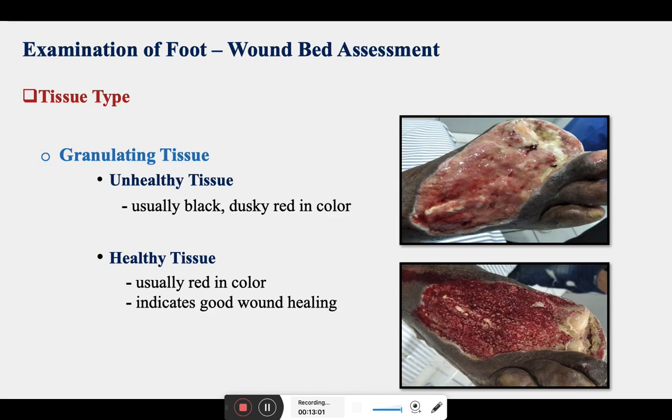Tissue type, whether it is a granulating tissue or not, and granulating tissue is also of two types, whether it is unhealthy or healthy. Unhealthy means it is usually black, dusky red in color, as you can see in the picture, and healthy granulation tissue is usually red in color and it indicates good wound healing.